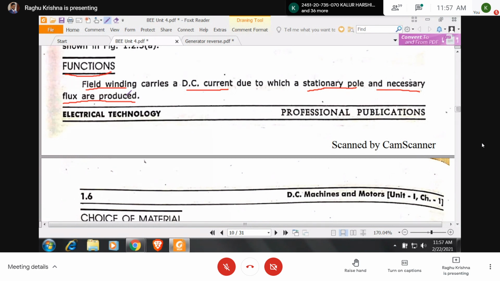So you are going to have the poles, north pole, south pole. By the passage of this DC current through the field winding, you are going to have the formation of the poles, north pole, south pole, north pole, south pole, like that, and the necessary flux is produced. The flux is distributed uniformly and spread more across the armature by use of pole shoes.